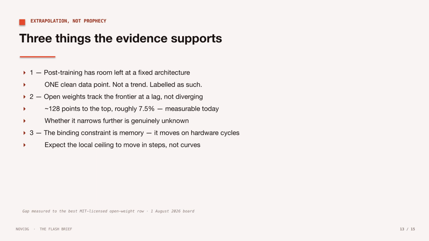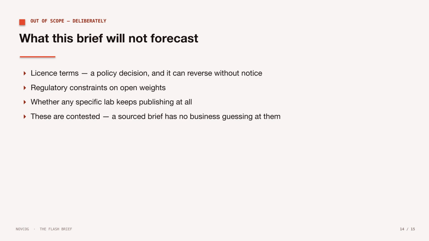And here's what is deliberately not being forecast, which matters about as much as the part that is. License terms, those are policy decisions, and they can reverse without notice. MIT today is not MIT forever. Regulatory constraints on open weights, and whether any specific lab keeps publishing at all, those three are genuinely contested, and a sourced brief has no business guessing at them.